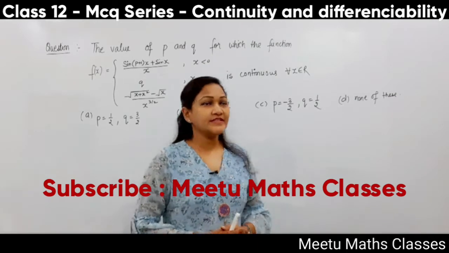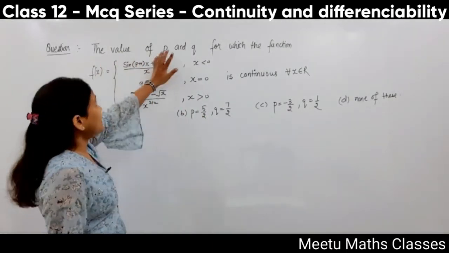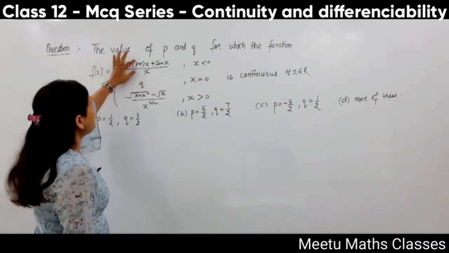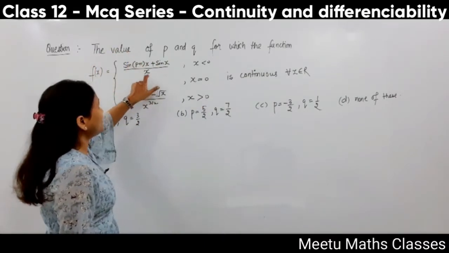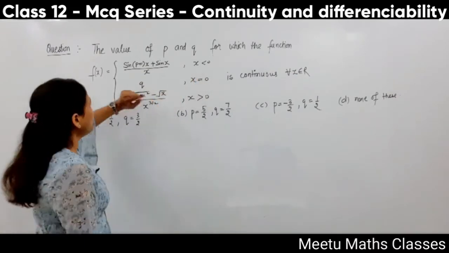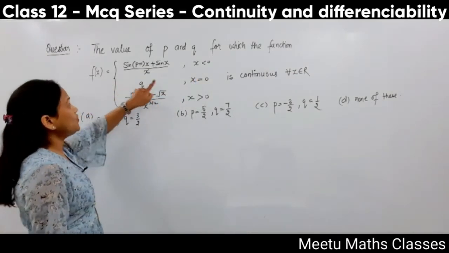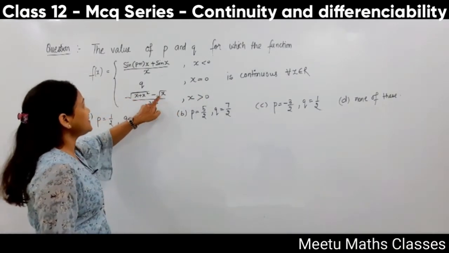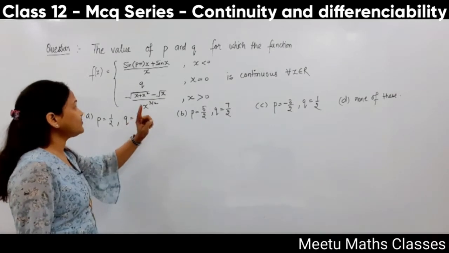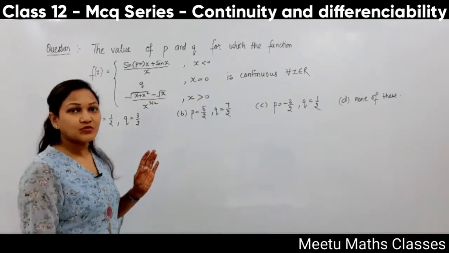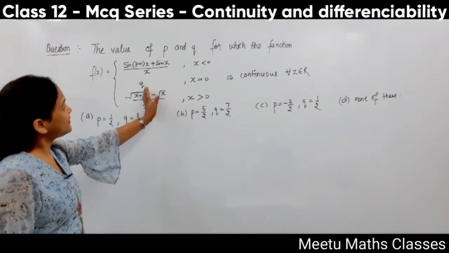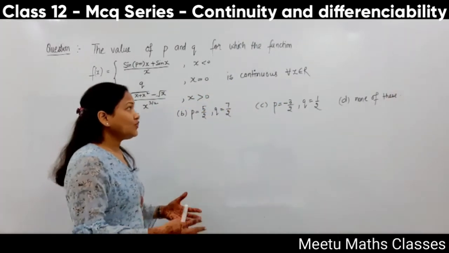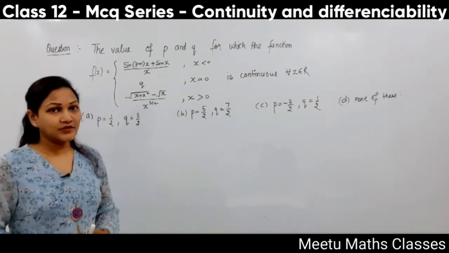Your first question is: the value of P and Q for which the function defined as sin((p plus 1)x) plus sin x upon x if x is less than 0, equals q when x is equal to 0, and equals square root of (x plus x square) minus root x upon x raised to power 3 by 2 when x is greater than 0. So your function is defined like this, and you are given that it is continuous for all x belongs to R. So you have to find the value of P and Q.